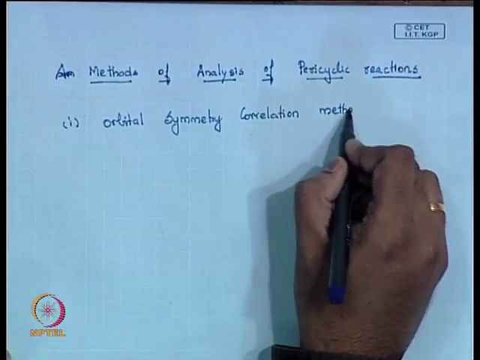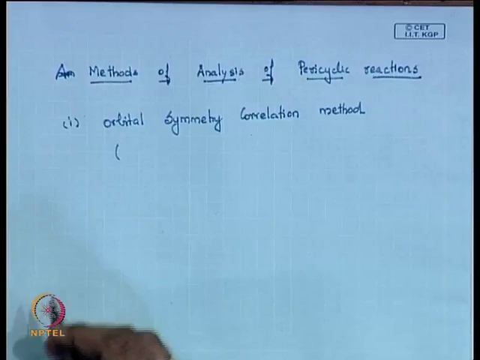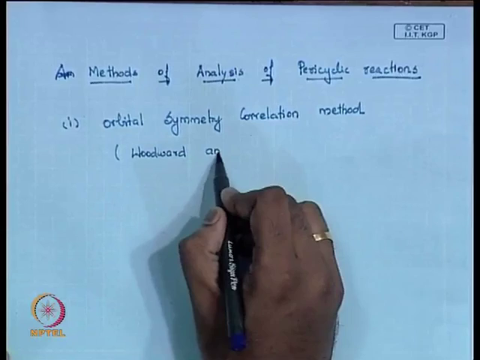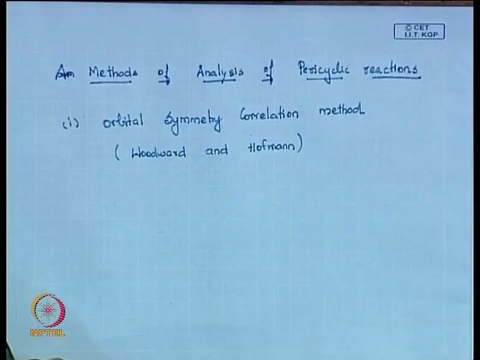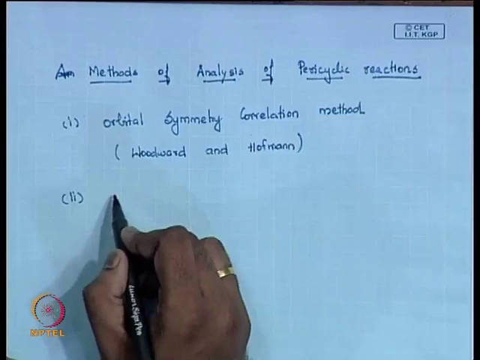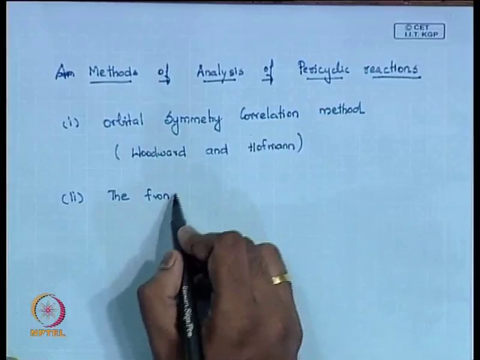Any idea who did this? Longuet-Higgins and Woodward and Hoffmann. Their contribution was great on orbital symmetry. Then any other which you remember? Mobius, very good. Another is the frontier orbital method, which is a very important one.